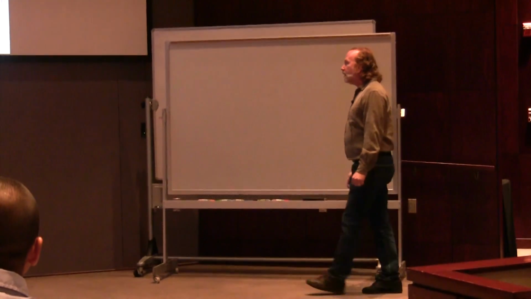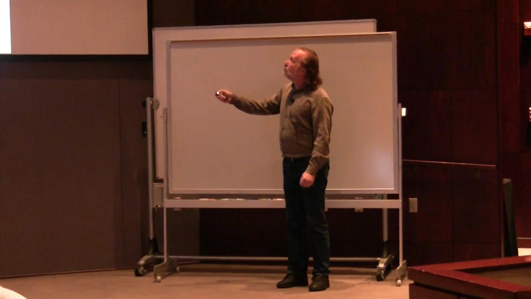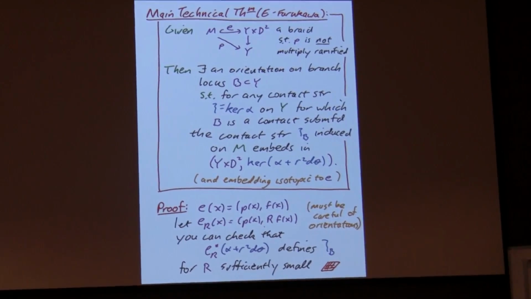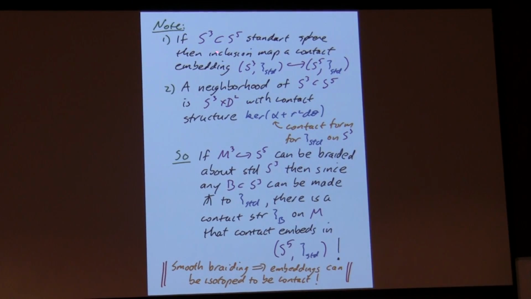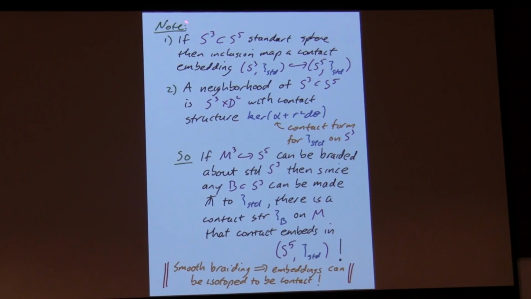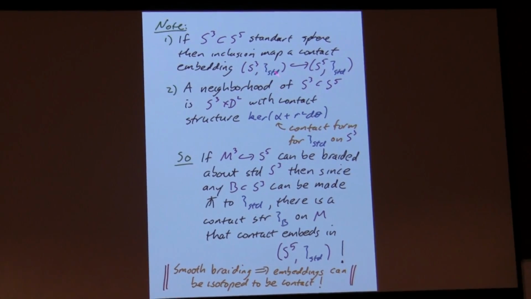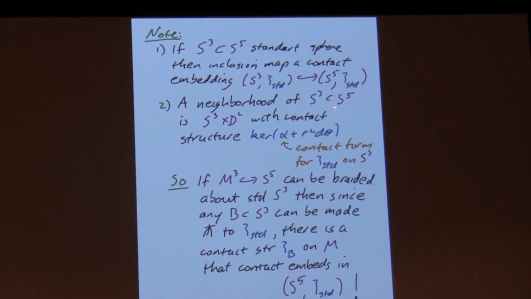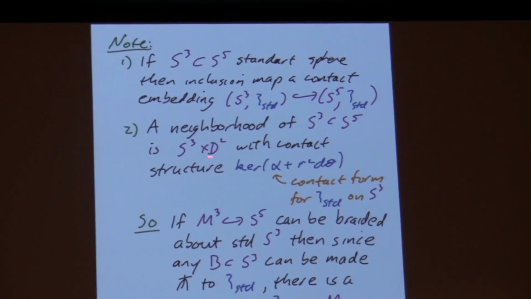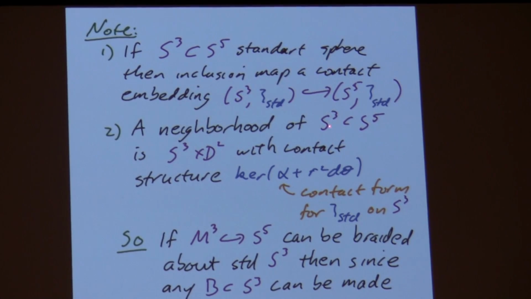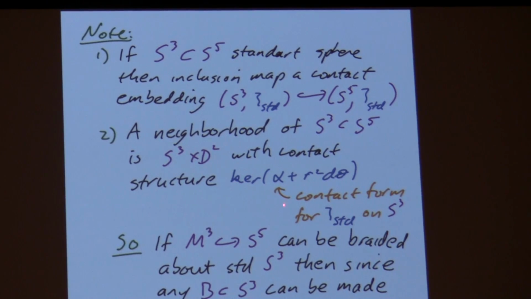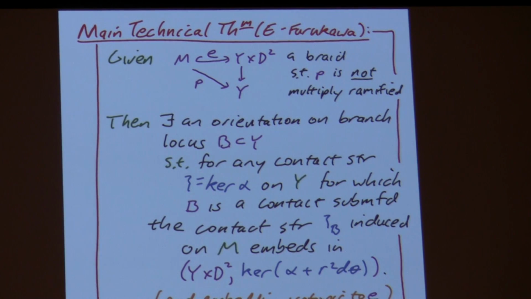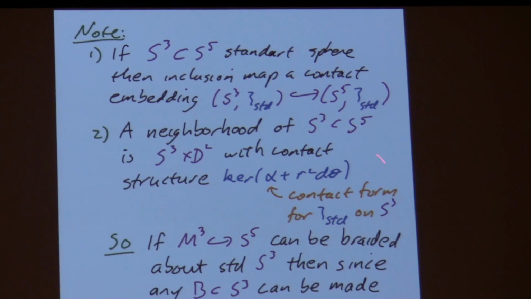Okay, good. So again, we're just going to use this result to try to prove all the stuff I mentioned to you at the beginning of the talk. So let's get started. First of all, notice that if you take the standard S3 in S5, then that's an embedding of the standard contact structure on S3 into the standard contact structure on S5. That's easy, right? Great. Well, a neighborhood of S3 in S5, there's a regular neighborhood theorem that basically says it's just S3 cross D2 with this contact structure, which looks suspiciously like the one in our theorem, right? Not suspiciously, by plan, of course. Great.